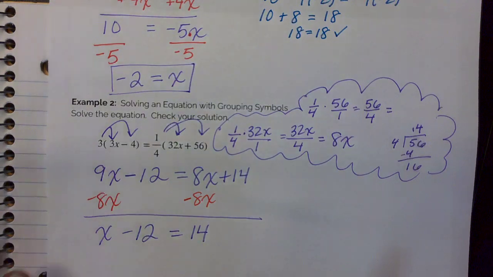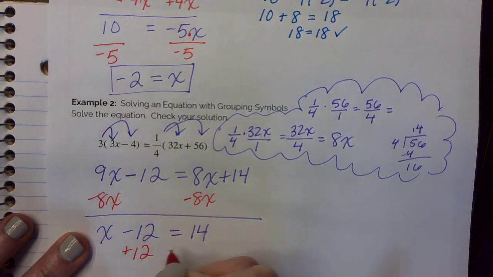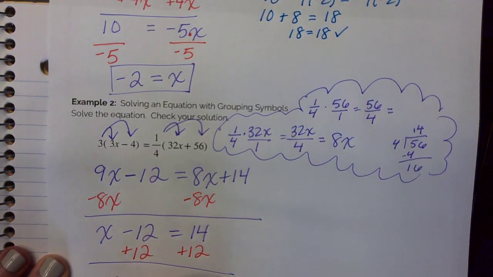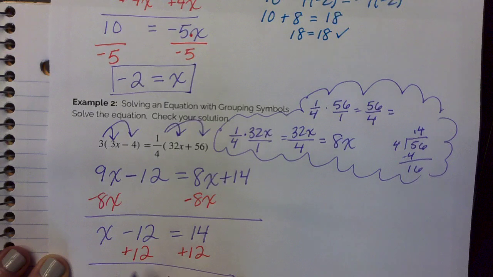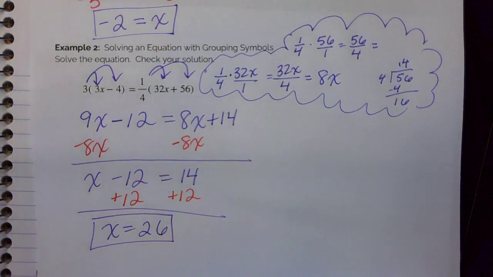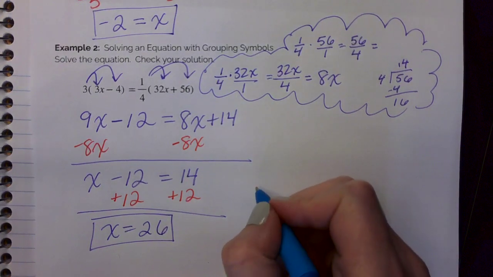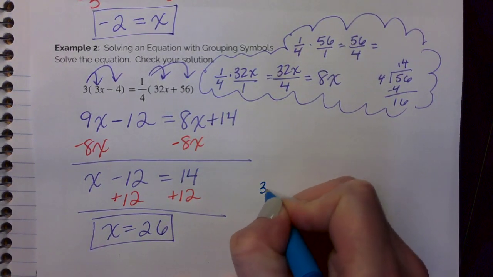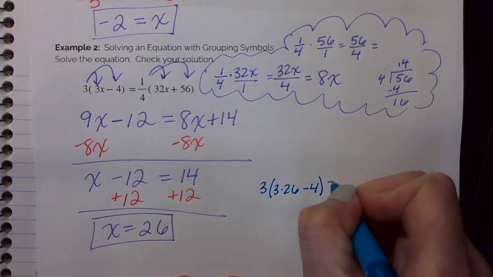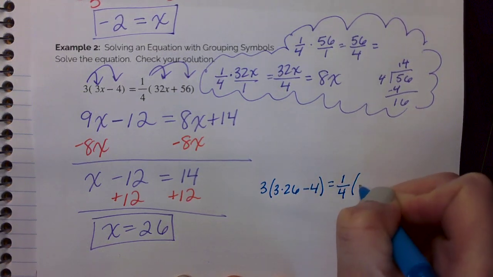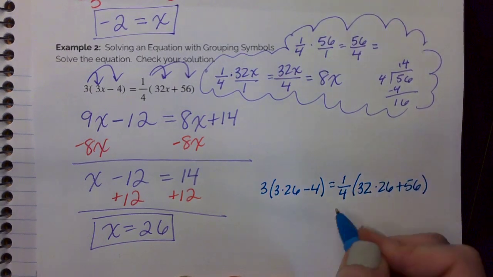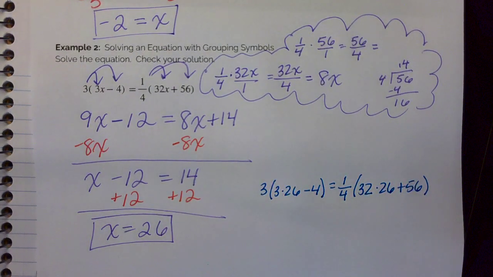And then I'll be moving this 12. And I will get x equals 26. There we are. And then to check my answer, I would put 3 times 26 minus 4 and compare that to 1/4 times 32 times 26 plus 56. I can already tell you with this right side, I'm going to be using a calculator.